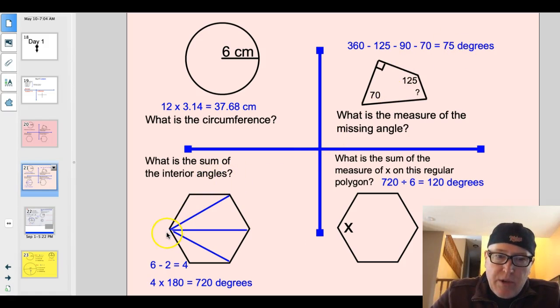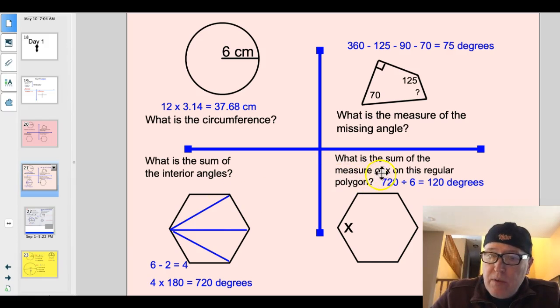What is the sum of the interior angles? Well, there's 6 sides on it, so I did 6 minus 2 equals 4, and I took that times 180. If there were 100 sides, you would still take 100 minus 2, which is 98, times 180. You can also dissect it: choose one vertex and make as many triangles as you can. It'll always be 2 less than the number of sides. So if you have 8 sides, 8 less 2 will be 6.